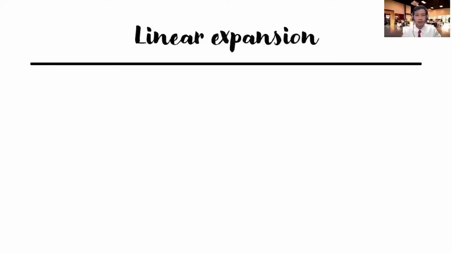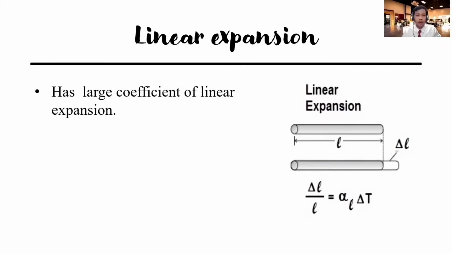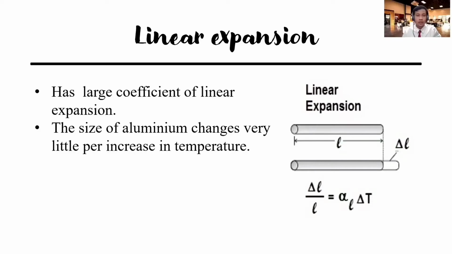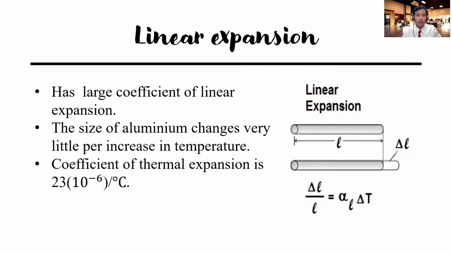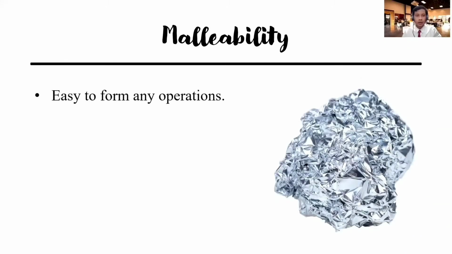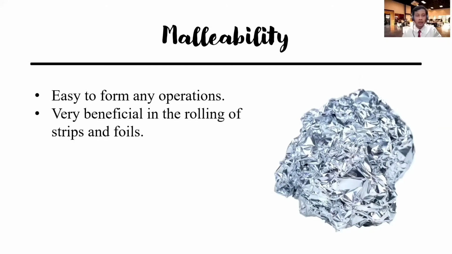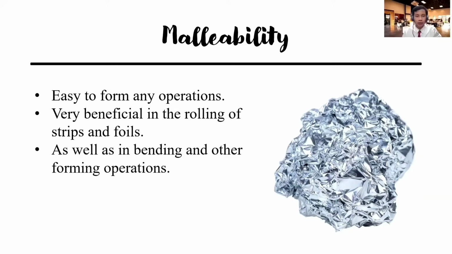The third point is linear expansion. This aluminum alloy has a large coefficient of linear expansion, which is a very good benefit. The size of aluminum changes very little per increase in temperature. It also has a coefficient of thermal expansion of 23 times 10 to the power of negative 6 per Celsius. Next, malleability. It is easy to form in any operation. This aluminum alloy is very beneficial in the rolling of strip and foils, as well as in bending and other forming operations.